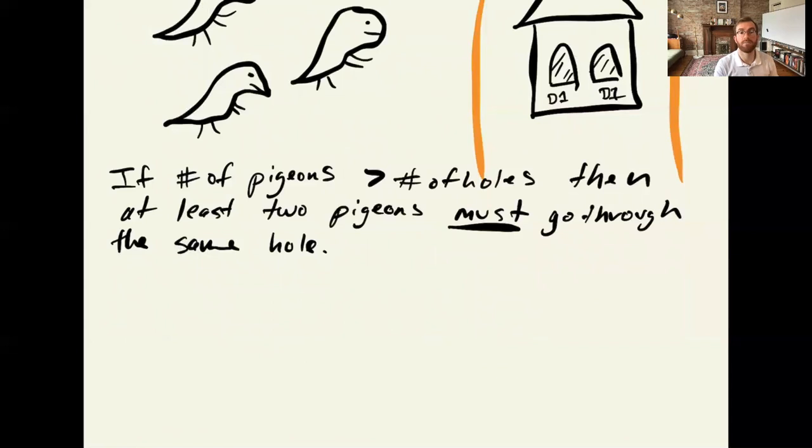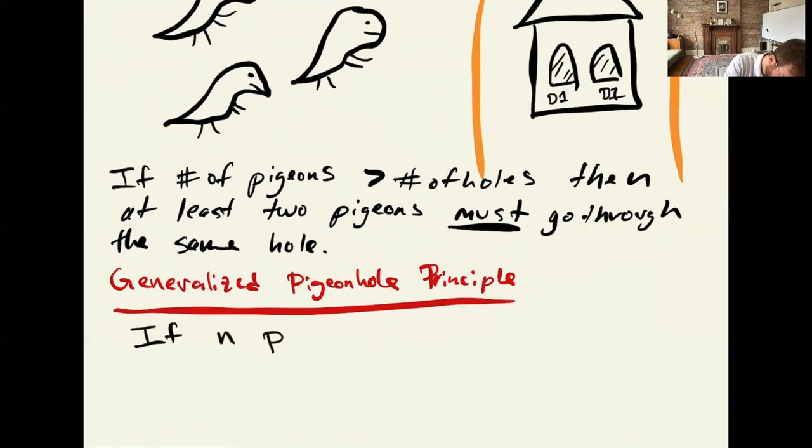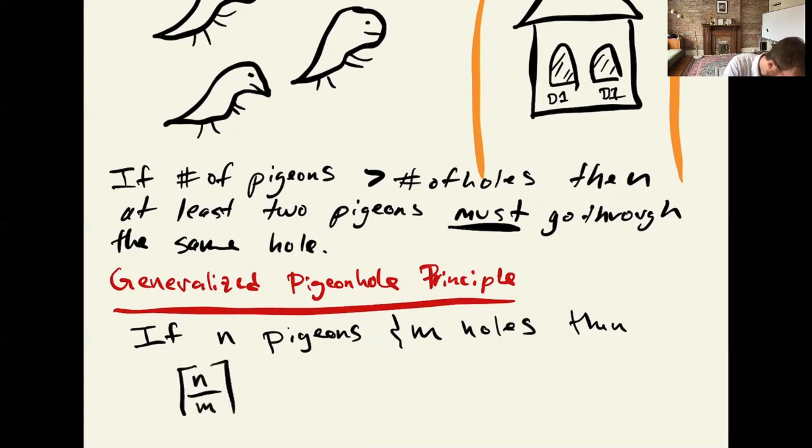Now, of course, I could have increased the number of holes and the number of pigeons. Here I just had 3 and 2. There's sort of a general statement that says something like this. So if I do my generalized pigeonhole principle, it says something like this. If there are n pigeons and m holes, then n divided by m, where I then take the ceiling, so I think of this as the ceiling of n divided by m, pigeons must go through the same hole.